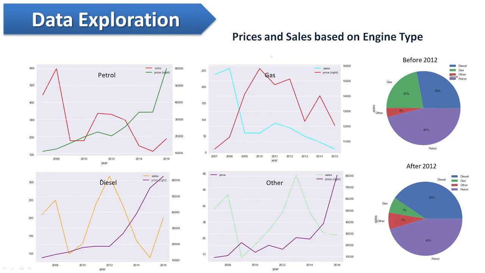Okay, so this page will talk about the prices and sales of each engine type of car, and the correlation between price and sales for each engine type. If you see here, the price of petrol cars has risen over a period of time, and though the car sales are fluctuating in recent years, it's still looking towards more increase in sales.